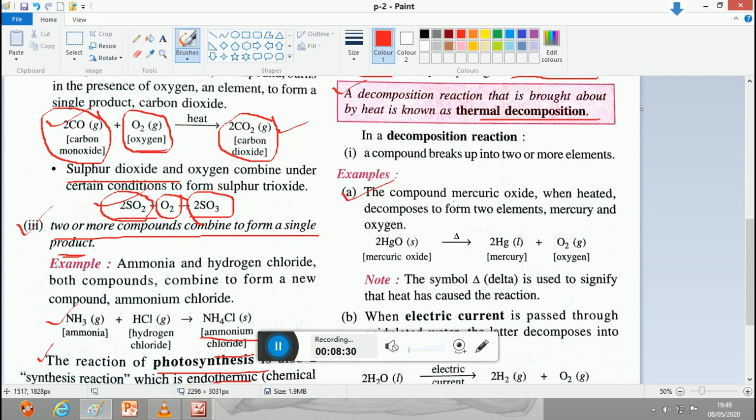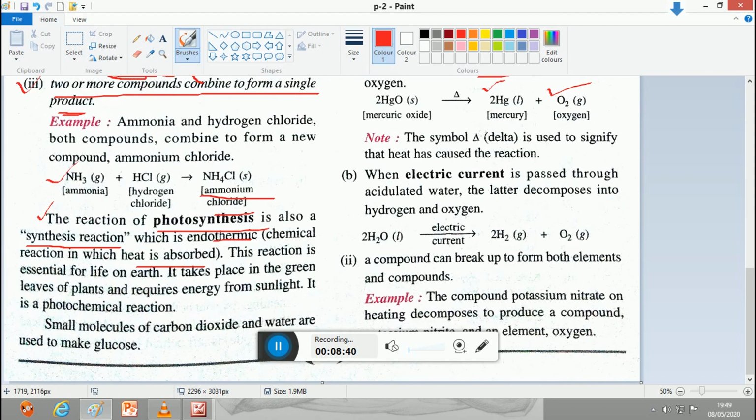For example, when mercuric oxide is heated, it forms two elements, mercury and oxygen. In the last video you observed that this delta is used to signify heat. If you pass electric current through acidified water, it will decompose into hydrogen and oxygen.